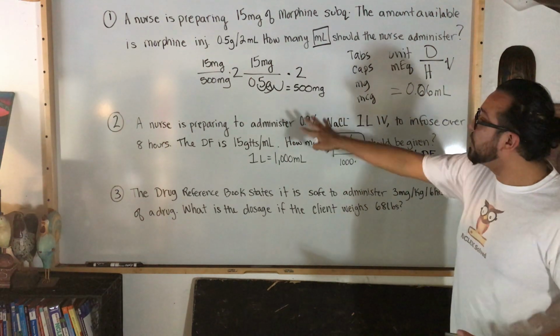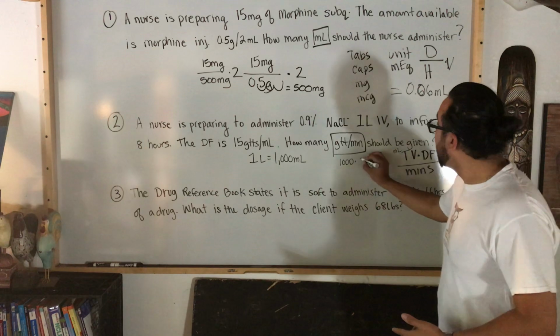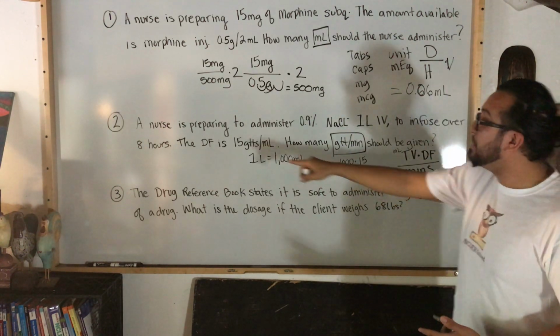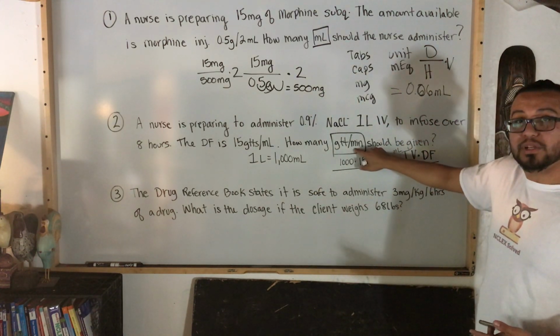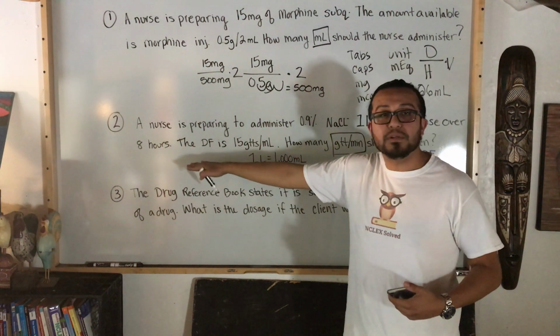And the drip factor in this equation, they gave it to us. It's 15 drops per ml. We can plug in 15. And the time is going to be 8 hours. But the time has to be in minutes because that's how the question is being asked. How many drops per minute? So you're going to have to convert the hours into minutes.